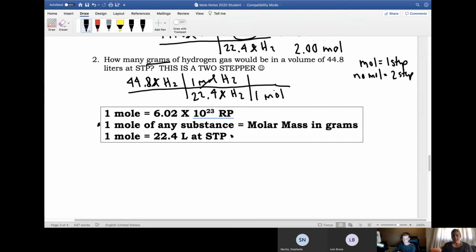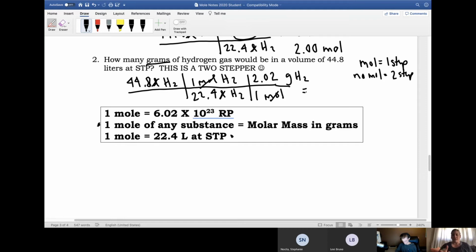Mole. 1 mole, so they can cancel out. And now I have to find the molar mass of hydrogen and use that at the end. So what's the molar mass of hydrogen? It'd be 2.02. That's because it's diatomic. Correct. So we go 2.02 grams of H2, and then we just do our math, okay?